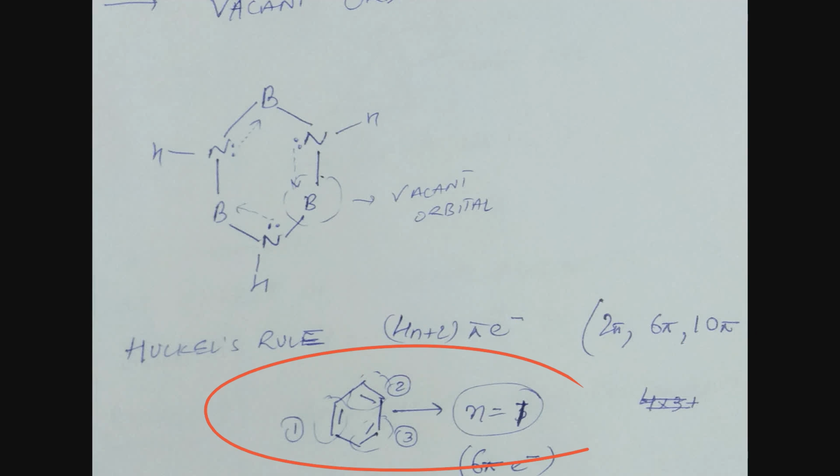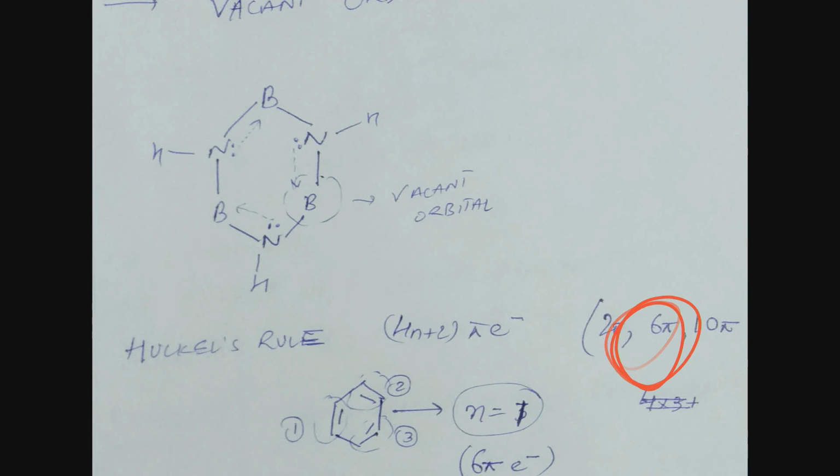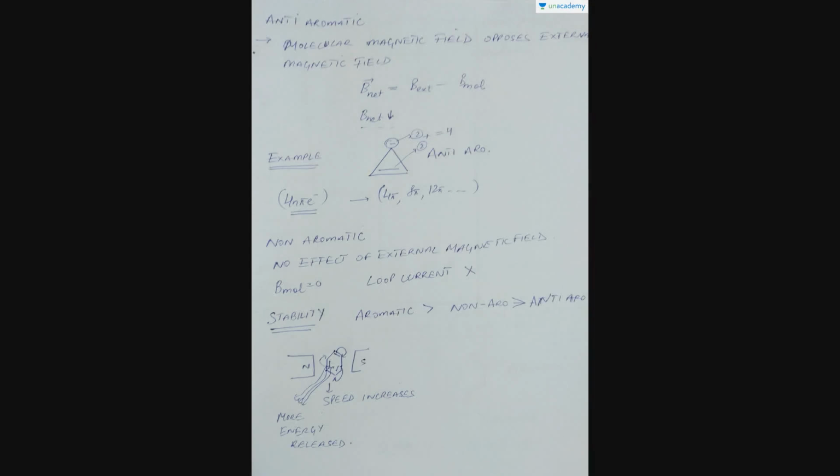Now for example, in benzene we have three pi bonds which are involved in resonance. Each pi bond has two electrons, so three pi bonds will have six electrons, and six electrons is in agreement with this formula. So benzene is aromatic and it will support the external magnetic field.